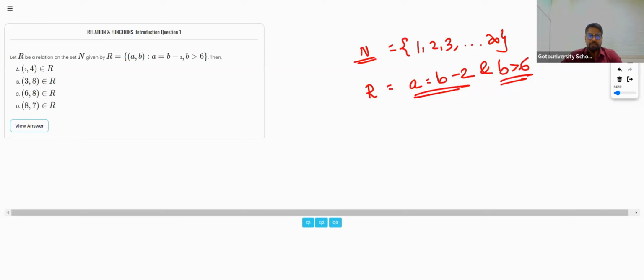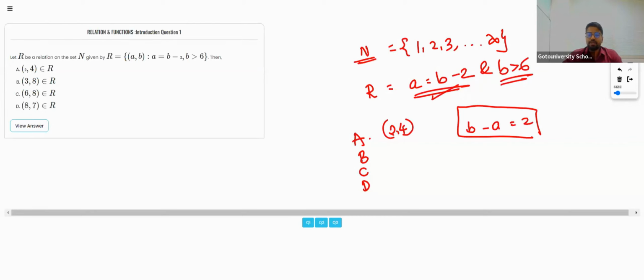The question is clearly based on the options, so we have to check from the options, right? The first option says (2, 4). First let me rearrange this relation: b minus a is equal to 2. Is it exactly the same? Yes, it is exactly the same. So you can even say b is equal to a plus 2, so b is greater than a by 2. So first option, is it working?